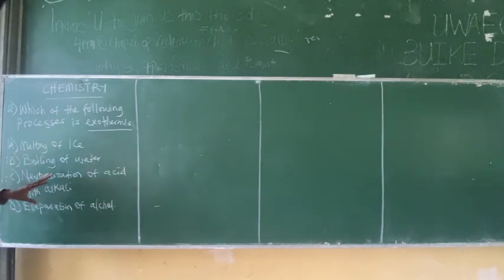Now the correct answer for this is what? Option C, neutralization of acid with alkaline, because it involves the release of heat to the environment. Other processes like melting, boiling, and evaporation are endothermic because they absorb heat. The correct option is option C, neutralization of acid with alkaline.